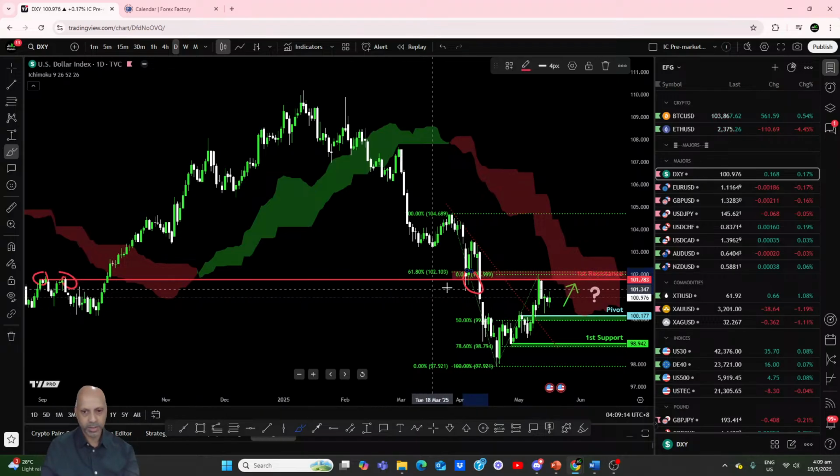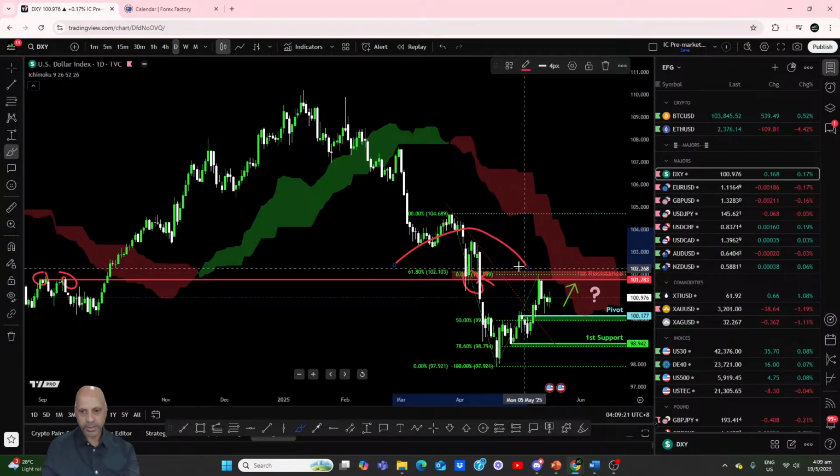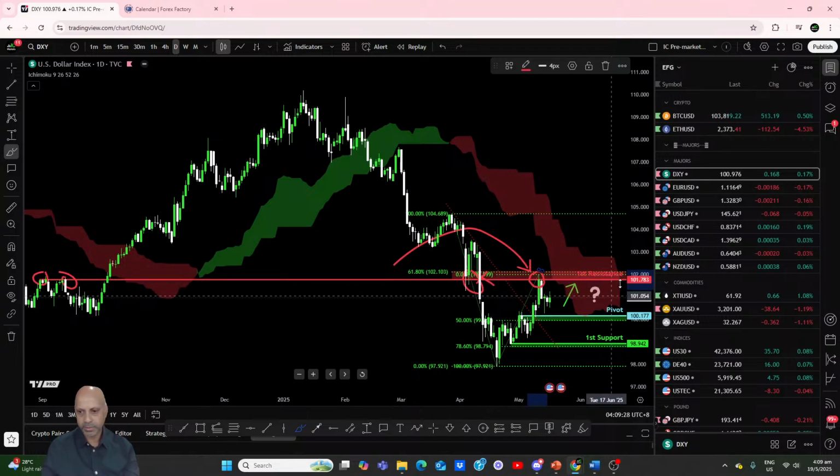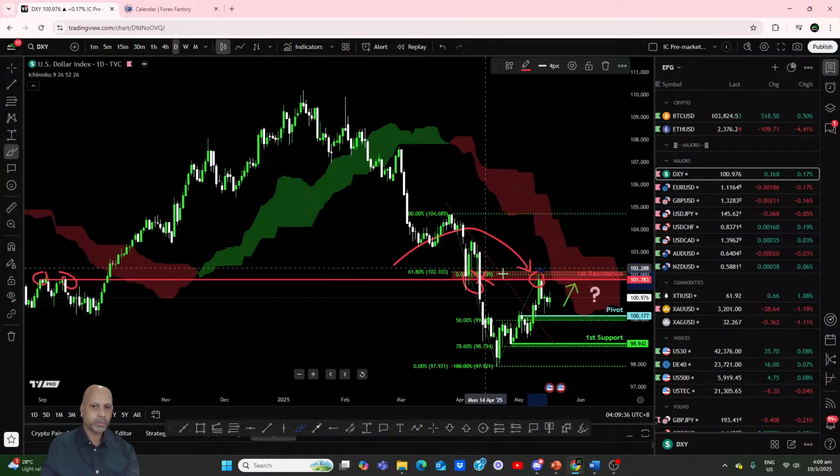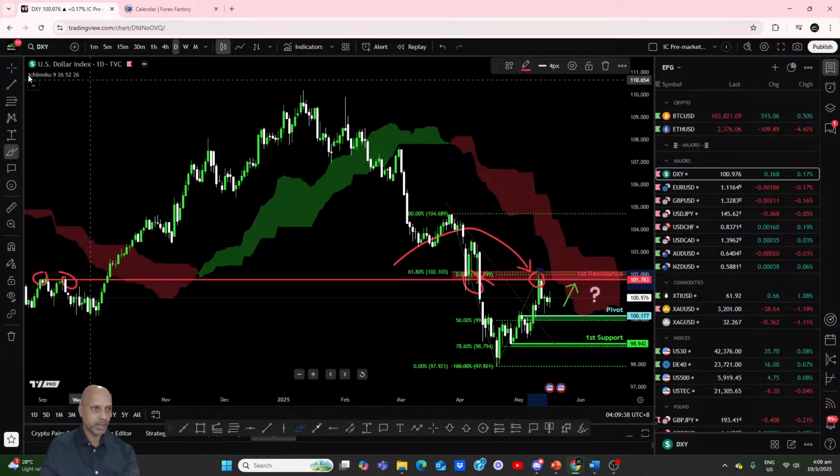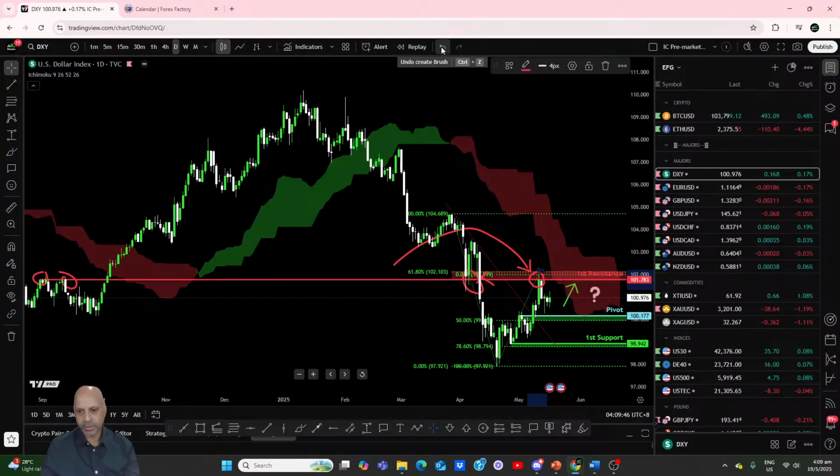So this creates a very nice overlap level, and then of course after breaking under the overlap on 10th of April, this level could function as a nice resistance, and that's what happened on Monday 12th of May, just last week. So we saw this overlap level at 101.78 functioning as a pretty strong barrier. So that created this overlap resistance, which we can label as the first resistance.